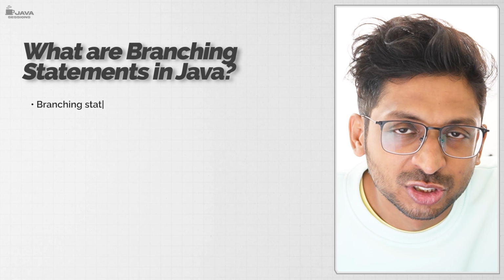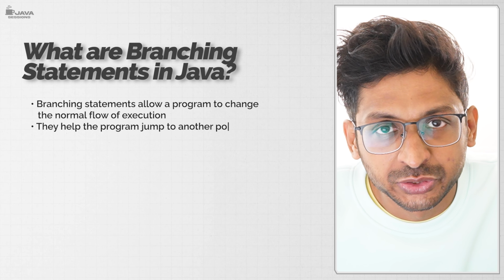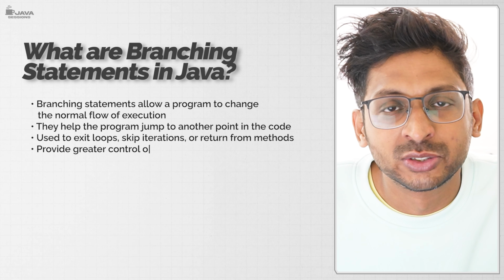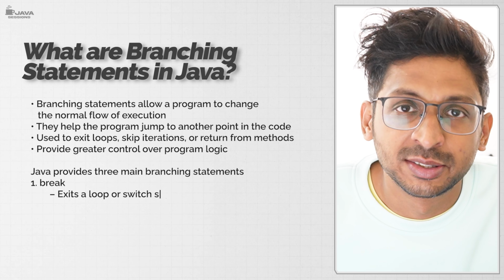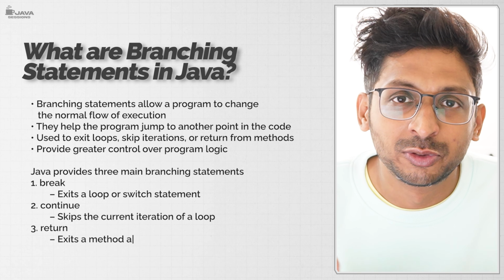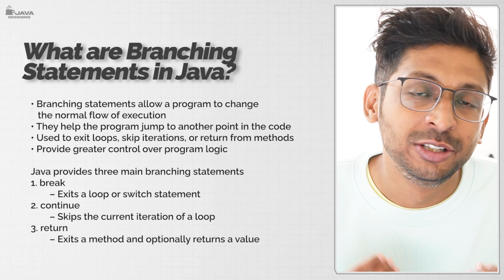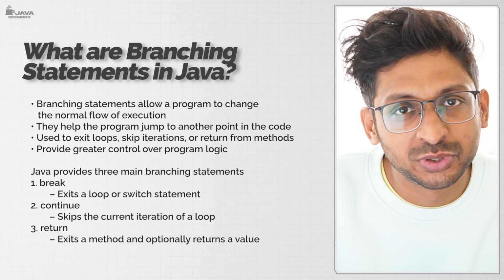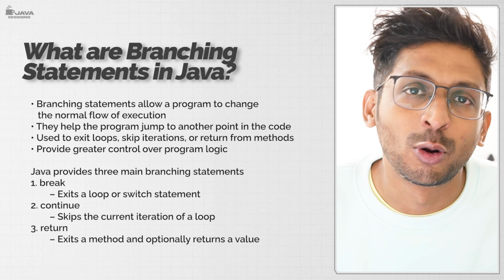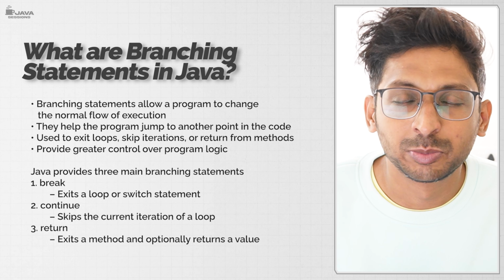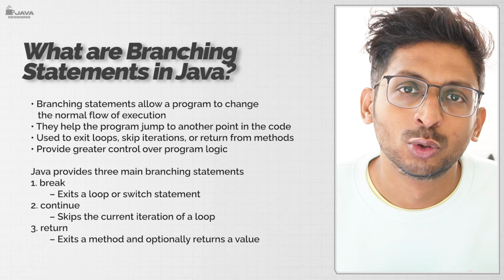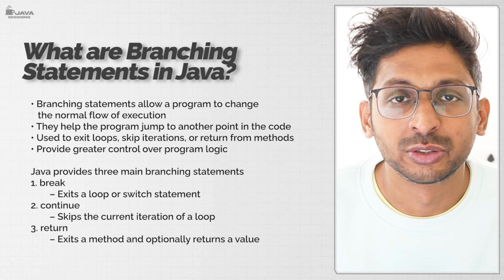Branching statements in Java are the control flow statements that alter the normal sequence of operations during the program execution. These statements allow the program to branch off and either exit a loop, skip certain parts of code, or return from a particular method. Branching statements provide the flexibility to control the flow of execution based on a certain condition.